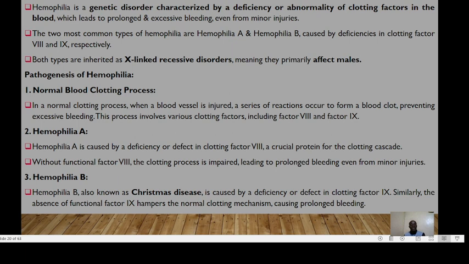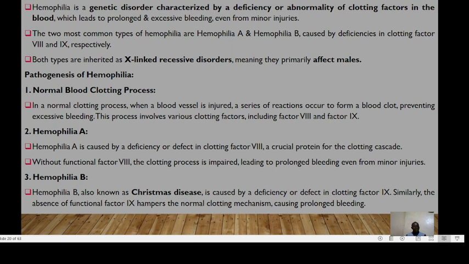Is when a blood vessel is injured, a series of reactions occur to form a blood clot, preventing excessive bleeding. This process involves clotting factors, including factor 8 and factor 9. So hemophilia type A is caused by a deficiency or a defect in clotting factor 8, which is a crucial protein for the clotting cascade. Without functional factor 8, the clotting process is impaired, leading to prolonged bleeding, even from minor injuries.